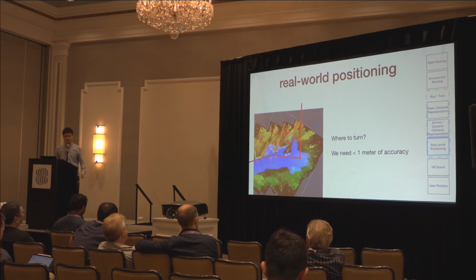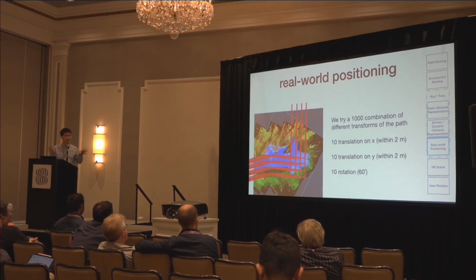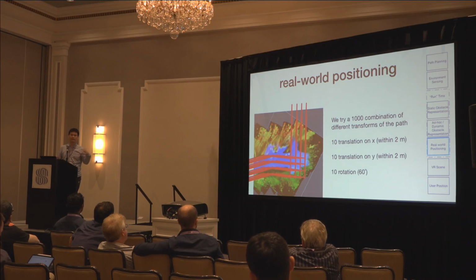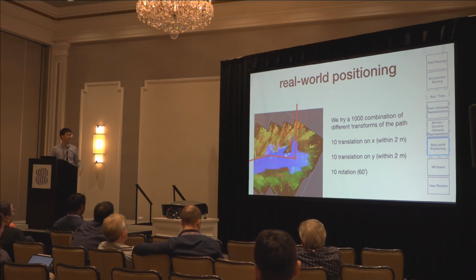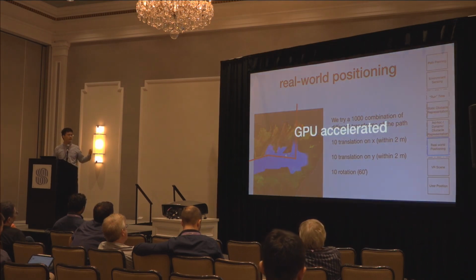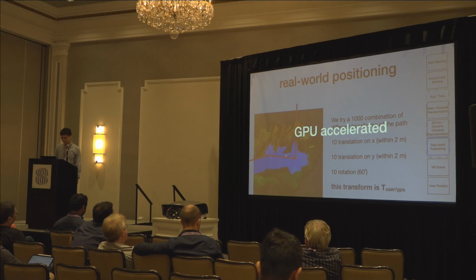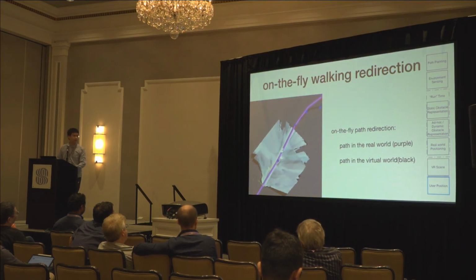especially during turns. So what we do is we permute a lot of different positions and orientations of the user's position, and then we find the one position where the path can fit onto the ground map. Because the assumption is the user's path is going to be on the ground, right? So then we just find the one path that fits the ground map. And this is really computationally intensive, but it's GPU accelerated so that the user can walk safely in real time. Finally, redirection has to happen.